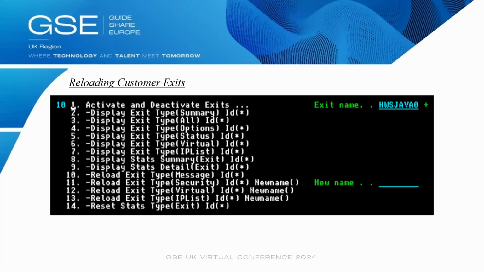So here you see we are trying to reload the customer exit, and this is the screen. We simply go ahead with this command, reload exit type message, and any changes that I have made to my customer exits can be simply reloaded.